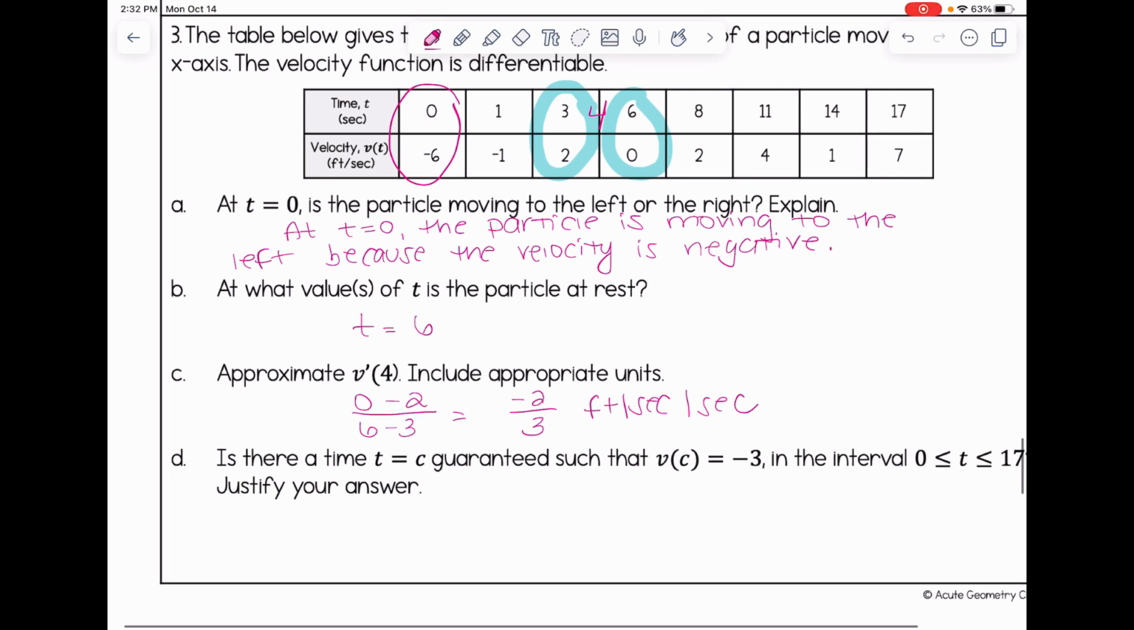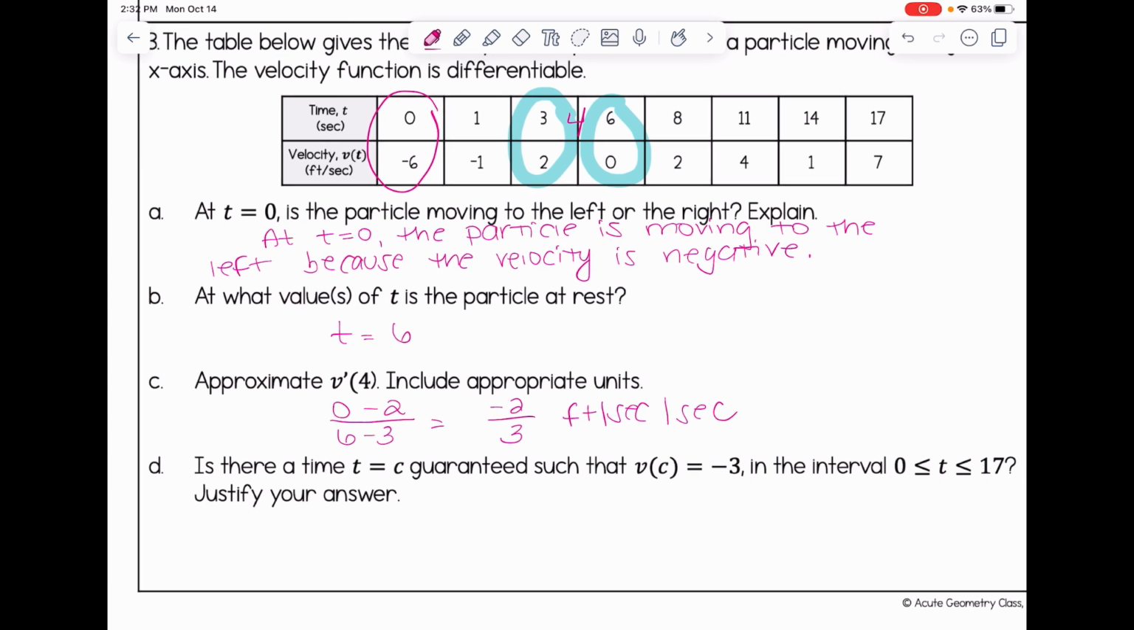And for part D, is there a time t equals c guaranteed such that v of c is negative 3 in this interval 0 to 17? And we're going to justify our answer. So if we go to our table of values here, we're basically trying to see, could there be a value of t where the velocity is -3? And I'm going to just erase this a little bit here. But if I had to guess, I could imagine that somewhere in here, the velocity would be -3 because I can see it's gone from -6 to -1. But in order to write this, we're going to have to talk about the fact that this is a continuous function and how we know this.